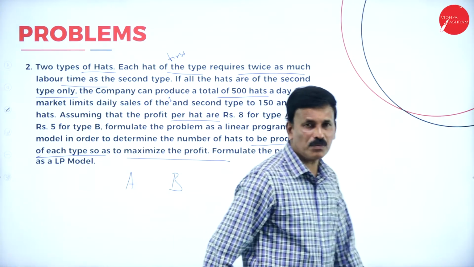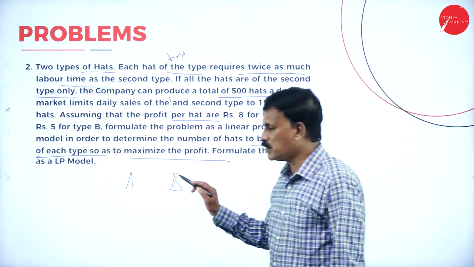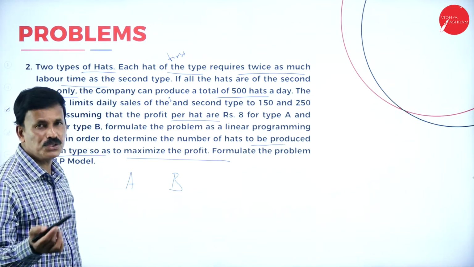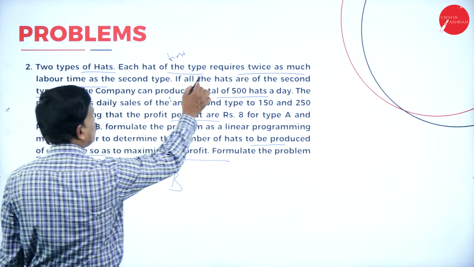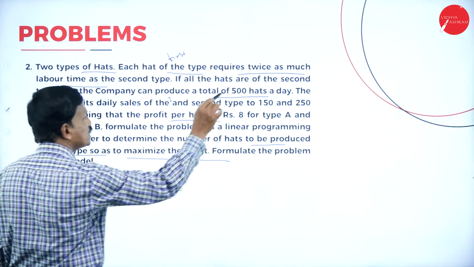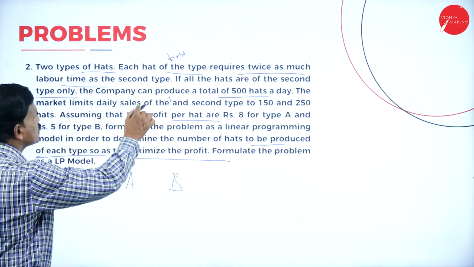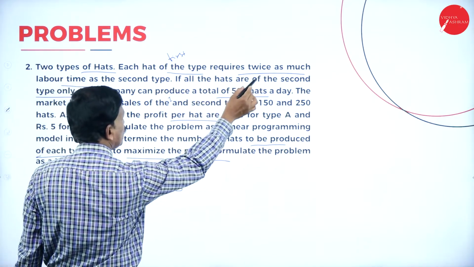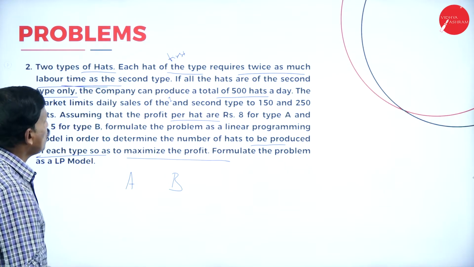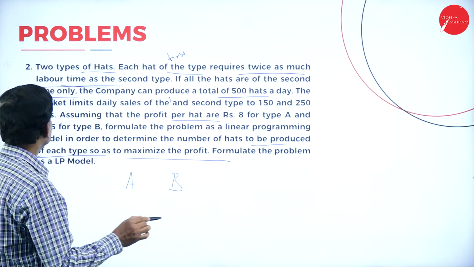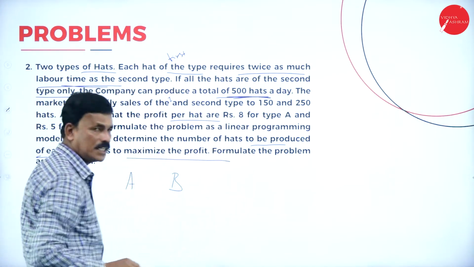So here the problem itself is given, the maximization. Very simple problem. A manufacturing unit will produce two types of hats, A and B. The first type of hat requires twice as much labor time as the second type. If all the hats are of the second type only, then the company can produce a maximum of 500 hats a day.